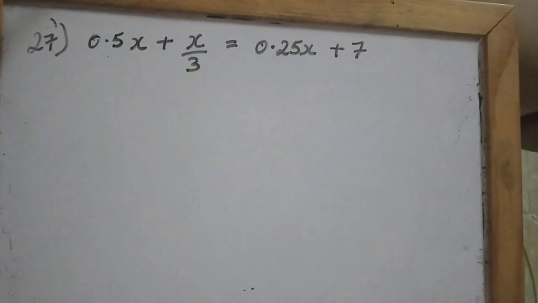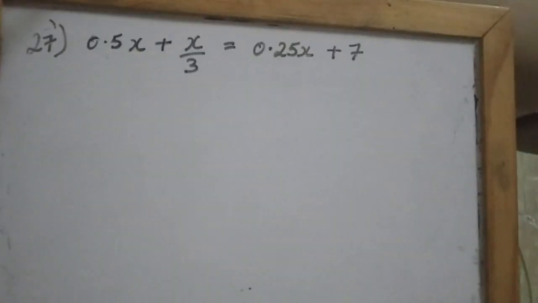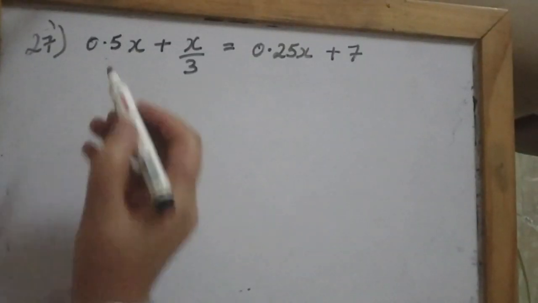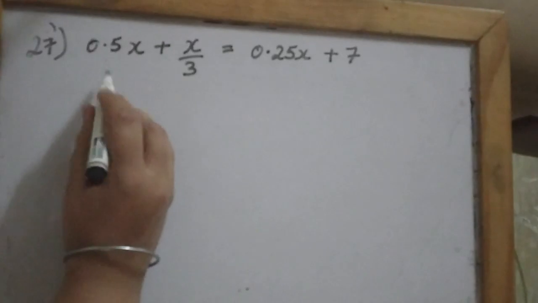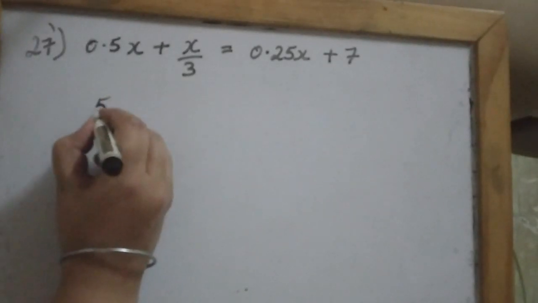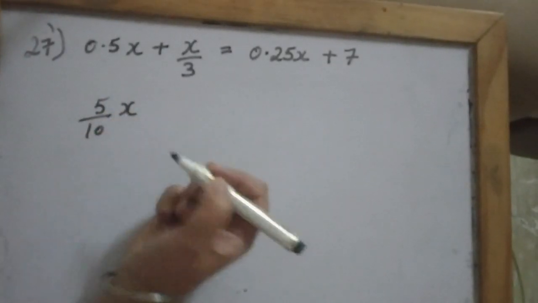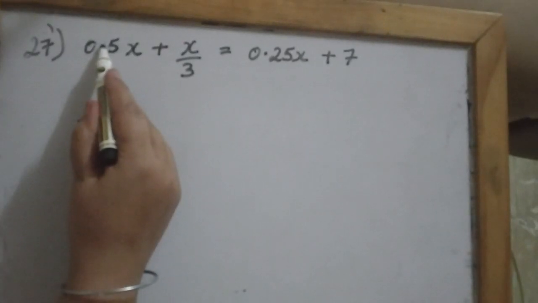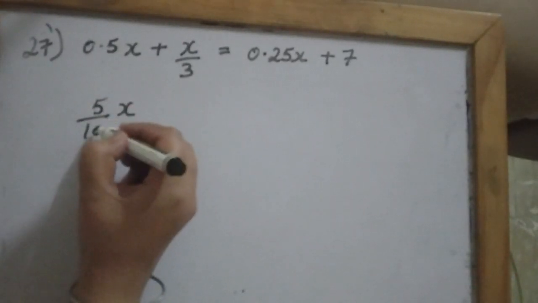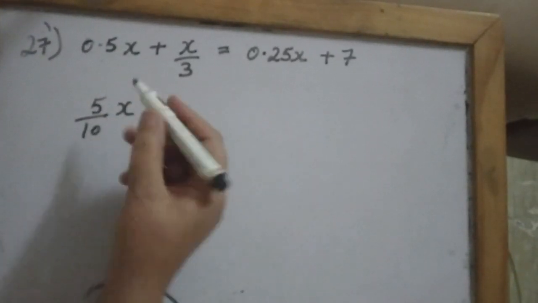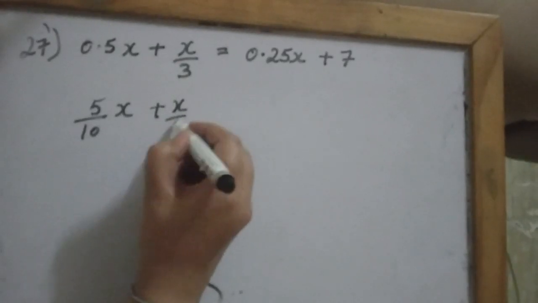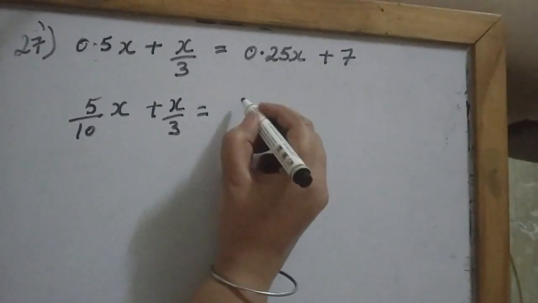Just now I will take the 27th question. As you can see in this we have decimal numbers. So what I can do is remove the decimal. How can I remove the decimal? This I can write as 5 upon 10x. Right? I removed the decimal and I have put the 10 down. So plus x upon 20 and then you have 25.